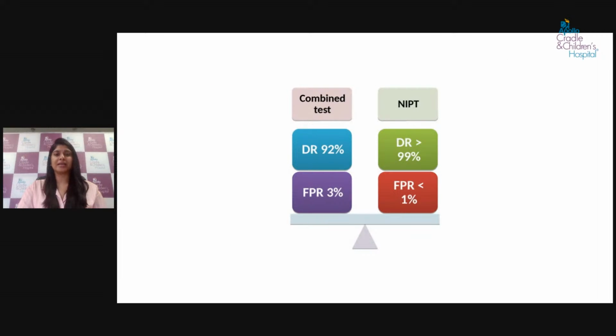The combined test detection rate is about 92% and the false positive rate is about 3%. But in an NIPT, the detection rate is almost 99.5% for Down syndrome and 99% for trisomy 18 and 13, and the false positive rate is less than 1%.